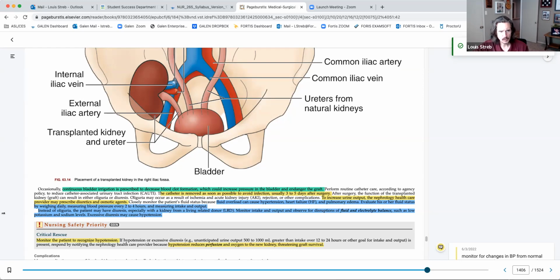Look at the eyes and nose. We know that daily weights are the most accurate because a liter of fluid weighs a certain amount, right, each kilogram. So that's what we have you looking for.